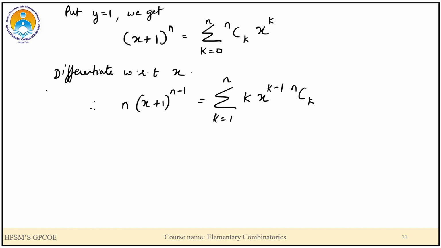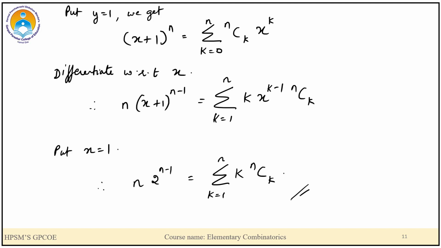And now all I need to do is substitute x equal to 1. Therefore, I get n times 2 raised to n minus 1 on the left. When x is 1, the sum over k equal to 1 to n of k times 1 raised to k minus 1 is k times nCk. And that's the proof of the identity.